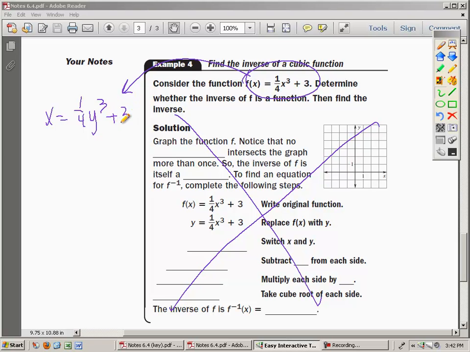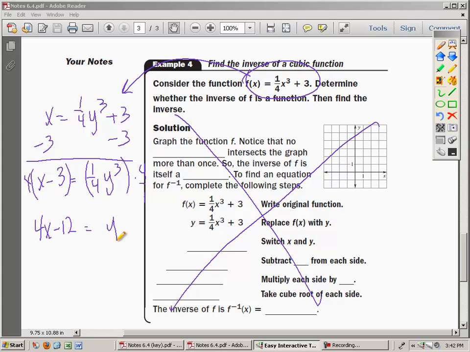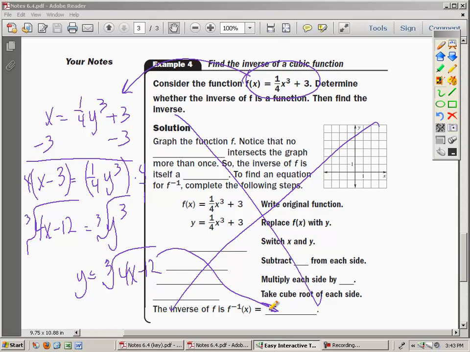And now I'm going to solve for y, so I'm going to take 3 away from both sides. This is x minus 3 is equal to 1/4 y cubed. And now I'd have to multiply both sides by 4 over 1, which becomes 4. This is now 4x minus 12 is equal to y cubed. And now I take the cube root of both sides, and I get y equals the cube root of 4x minus 12. That would be the inverse of that function.